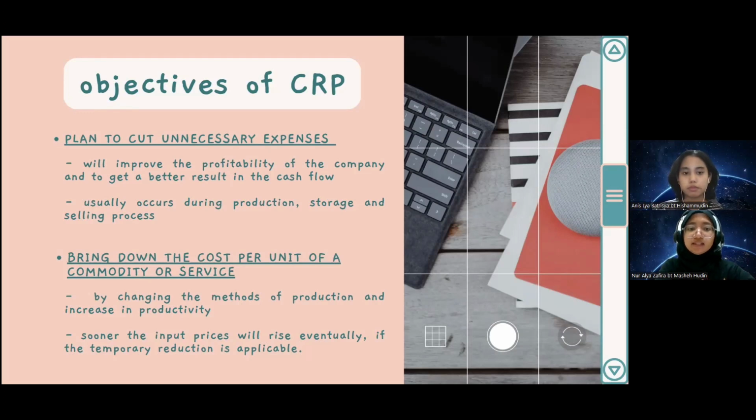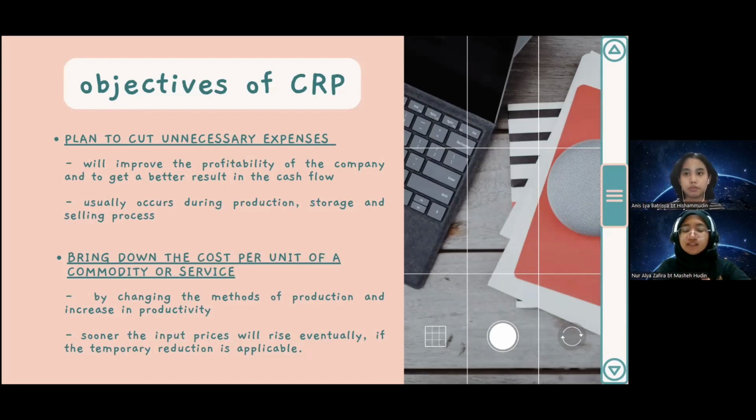By cutting the unnecessary expenses, the company can increase the cash flow. Hence, they will also improve in profit. Usually, the unnecessary expenses occur during production, storage, and selling processes. Moreover, bringing down the cost per unit of a commodity or service is also one of the objectives of the cost reduction program, by changing the methods of production and increasing productivity.